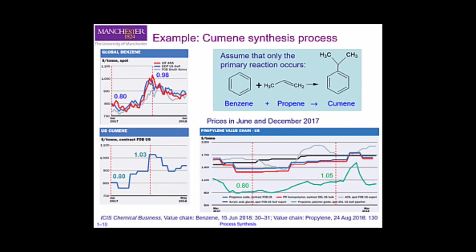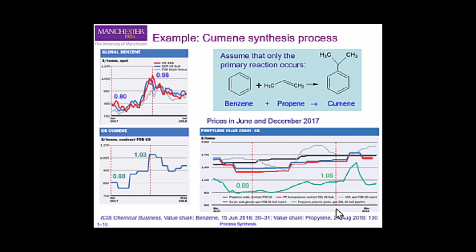Now to help you understand what is gross margin and how it can help us make a go/no-go decision on our process, let's look at this example of cumene synthesis process. And here we are only considering the primary reaction. Okay, so if you look at your case study of cumene production, there are two reactions. So here we are only looking at the main reaction for the synthesis of cumene, that is benzene reacting with propene to form cumene.